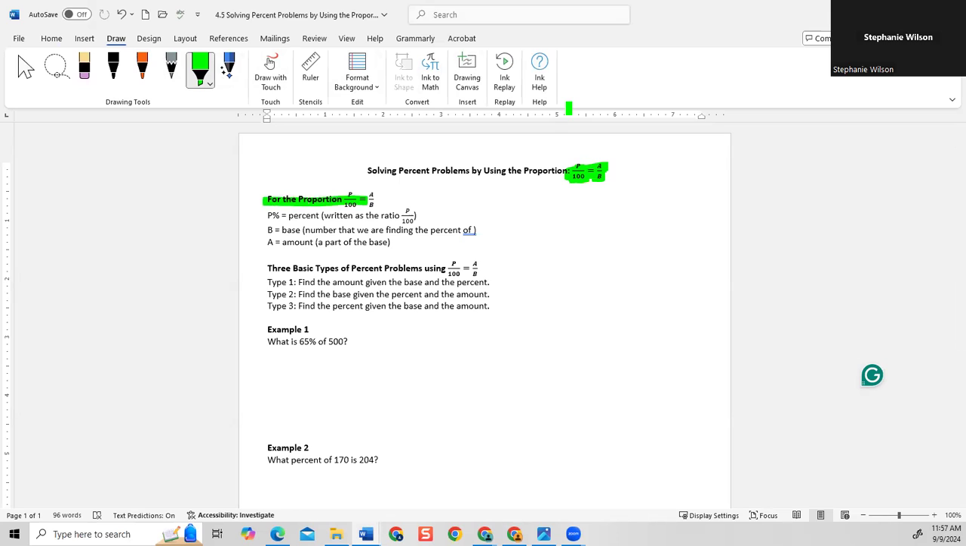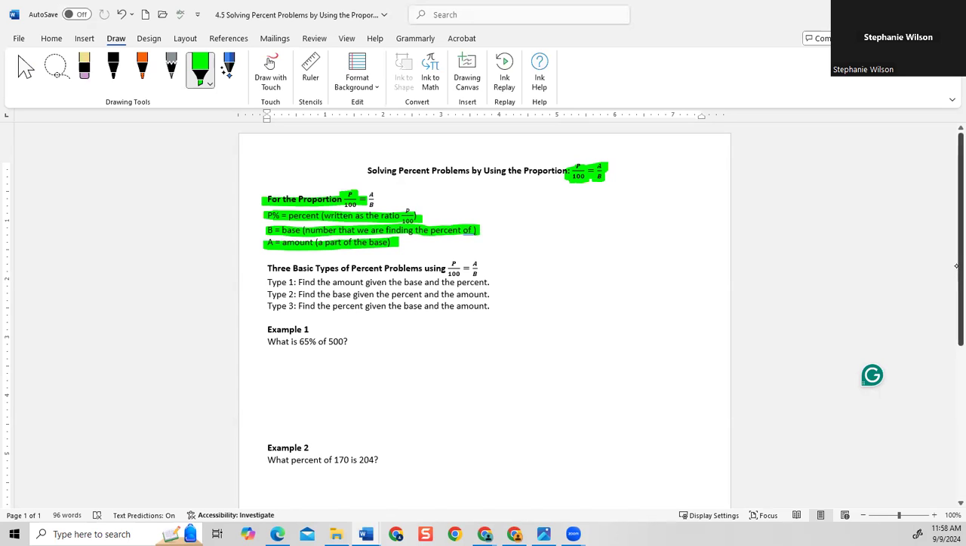So for the proportion here, P is going to represent our percent. And the reason it's divided by 100 is because you have to undo the percent in order to get a value of it, right? So you divide it by 100 if it's in percent. Where B is my base, and it's the number that we are finding the percent of. A is the amount, and it's the part of the base. So let's solve. You can read this if you want to pause this. It just depends on what you're solving for.